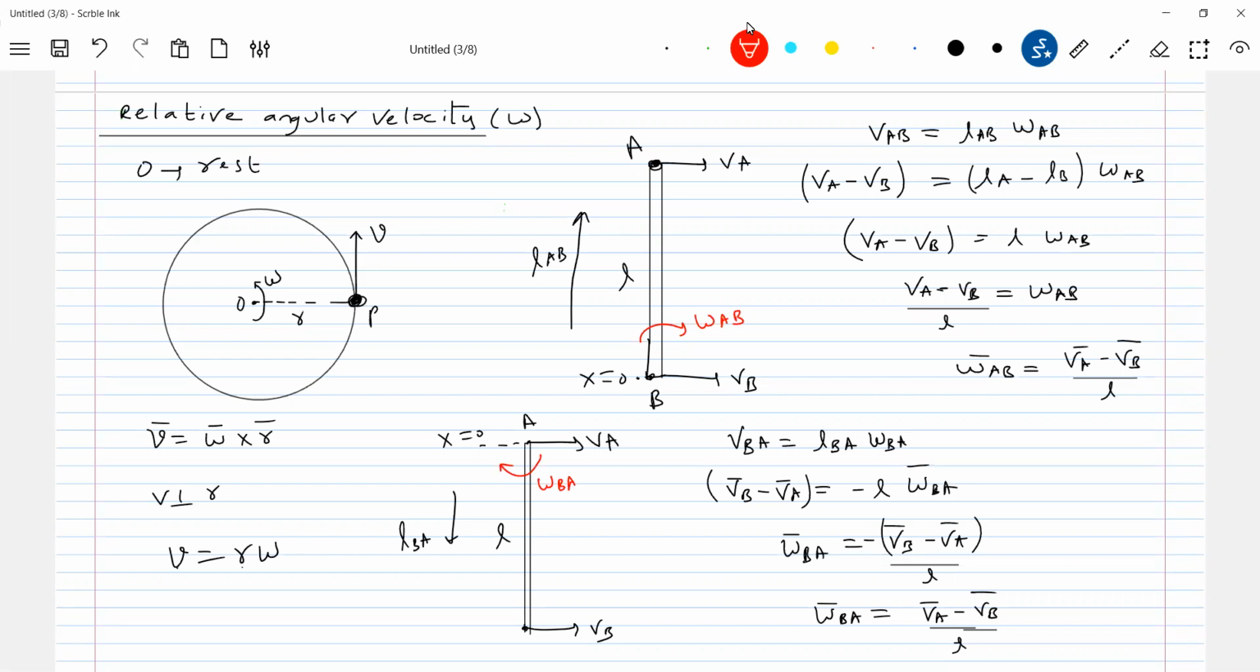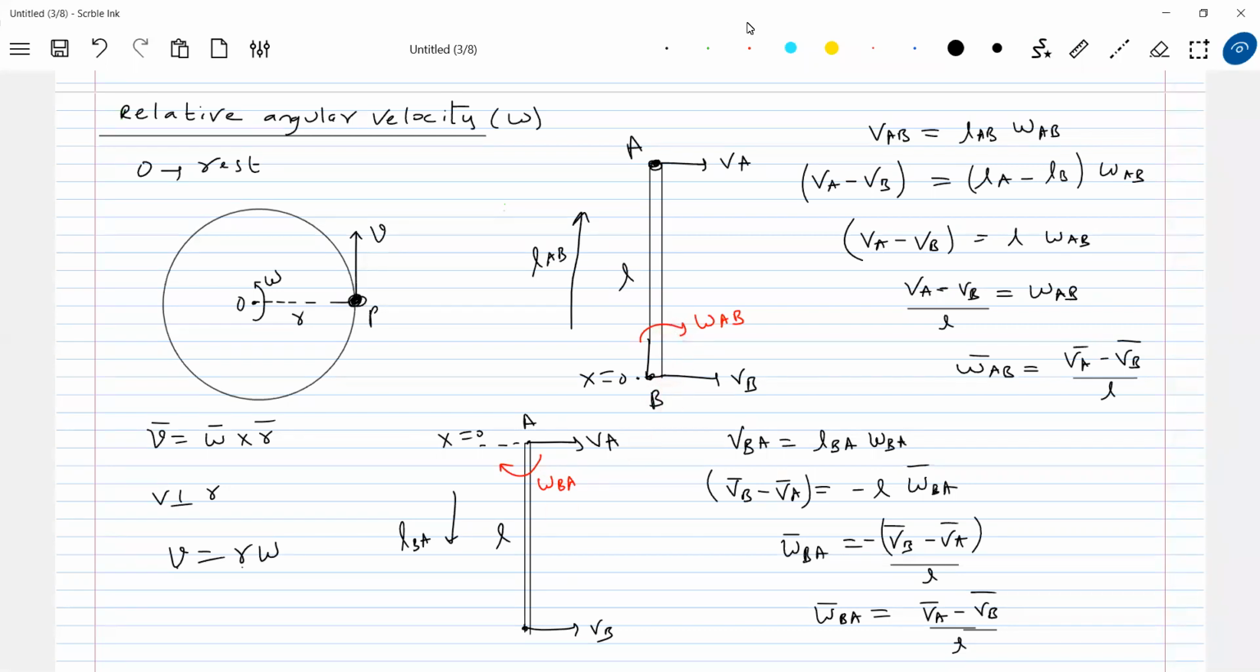Sense is the same. You see that the sense is the same, clockwise. So it's also clockwise. So both will be in the same sense. Got the idea? So the sense should not be different here. So the angular velocity of A with respect to B and the angular velocity of B with respect to A are equal and both will be directed in the same direction.